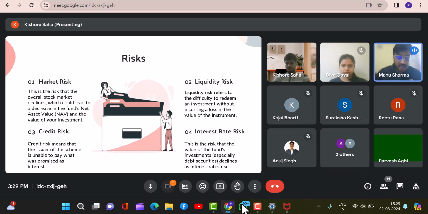So another kind of risk that mutual funds face is the credit risk. That means that the issuer of the scheme is unable to pay the promised interest. This risk is usually involved in debt funds, where they promise an interest rate and are unable to pay that. Since the FlexiCap fund is an equity fund, there is almost no credit risk.